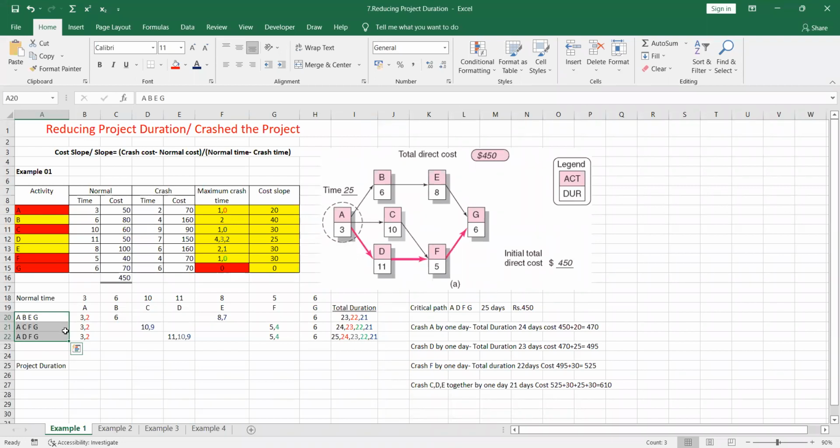So that's why we have now stopped crashing the project duration, right? So did you get that point?